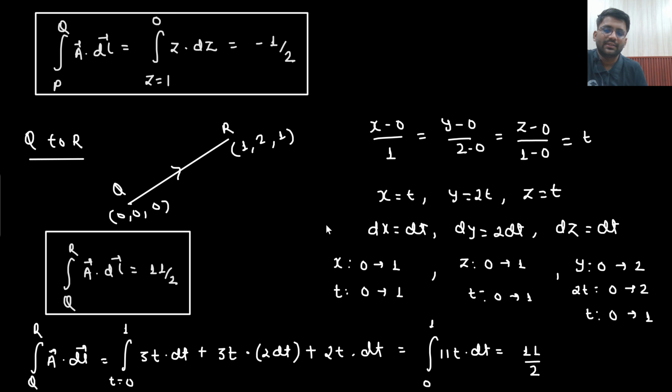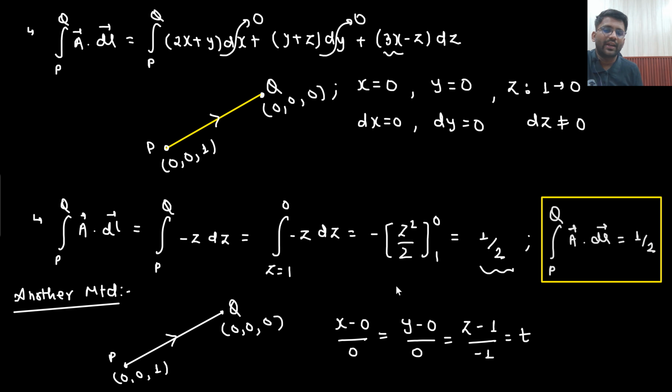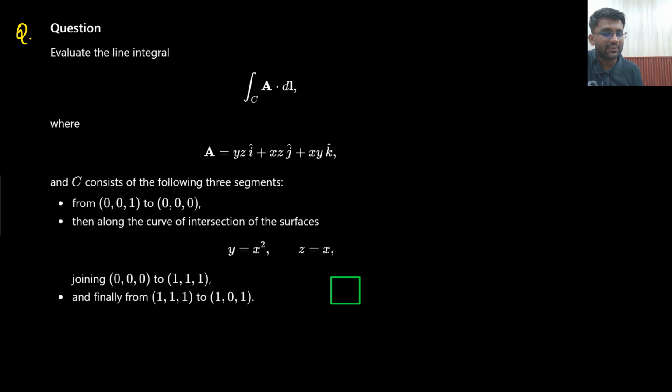Previously, they were completely straight lines, so we had to write down the equation of these straight lines. This time it is not a straight line, but they have already given the equation.